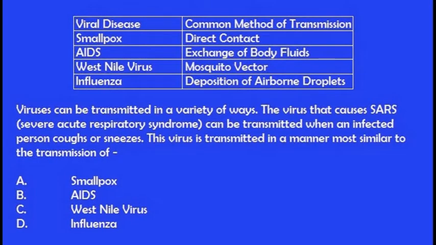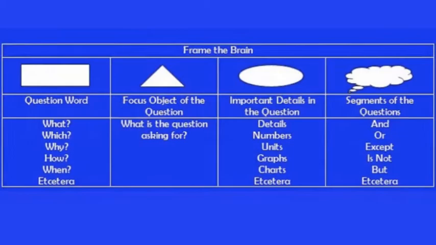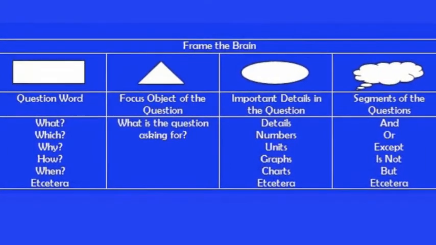Emily, what did you answer? What is J, influenza? Correct. How'd you get your answer? I used a method I also learned in high school called frame the brain.